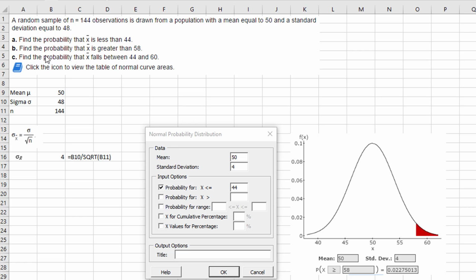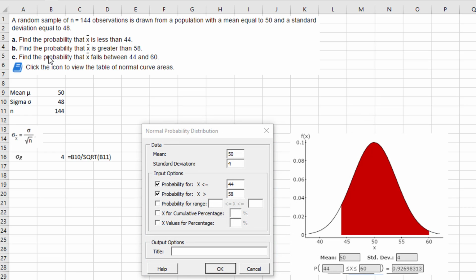The next question is find the probability x bar is greater than 58. There's my sketch from PHStat, greater than 58. That's that red area over here, the far right side. So I need to check that in my PHStat and put in 58. Third question, find the probability that x bar falls between 44 and 60. Got my PHStat sketch again, between 44 and 60. That's this area in red there again, from 44 on the low side to 60 on the high side, and it's the area between. So I'm going to check that for the range of 44 and 60.